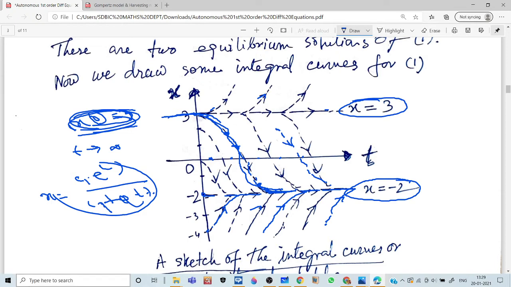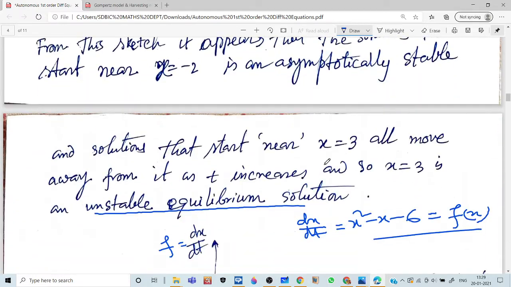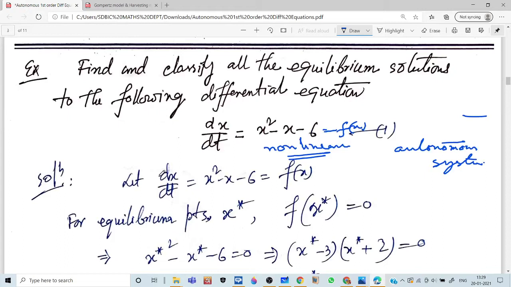But it is not always possible to find this solution. So we find the equilibrium points separately. Equilibrium points are solutions of the differential equation, and this non-linear first order differential equation also has them as solutions. Equilibrium points are also solutions of the first order differential equation. If you put x is equal to 3, it is satisfied. If you put x equal to -2, it is also satisfied.